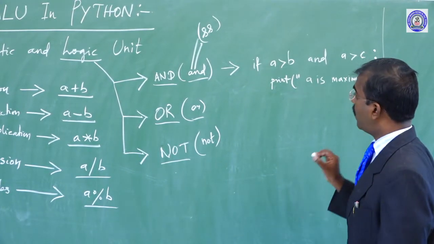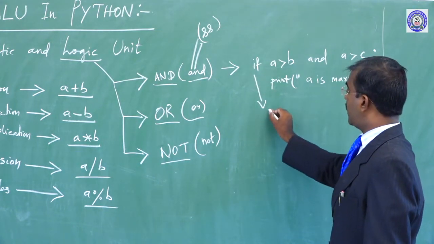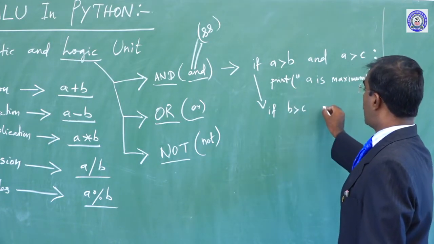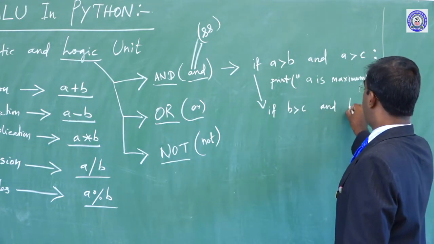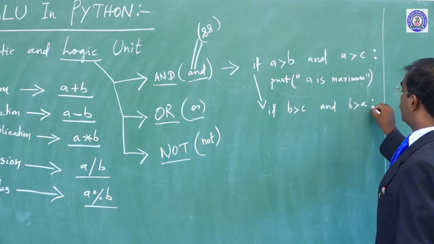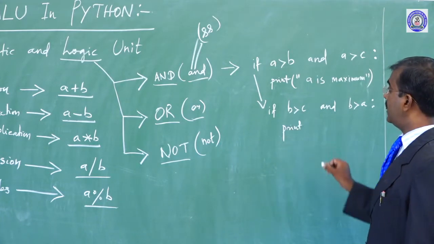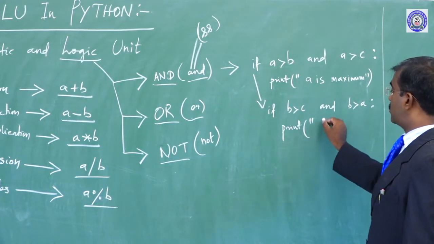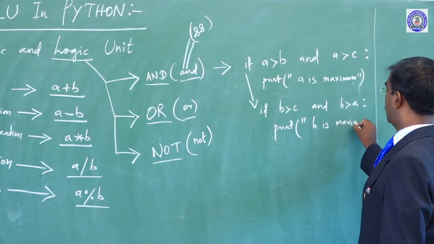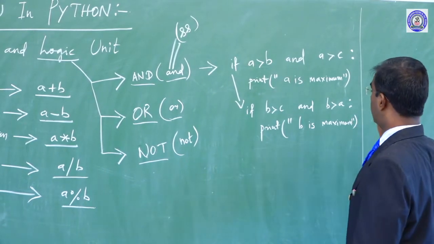Okay, another one, in this continuation, if B is greater than C and B is greater than A. So if these two conditions are true, we print in double quotes, B is maximum. B is maximum. Okay, this is also a condition.